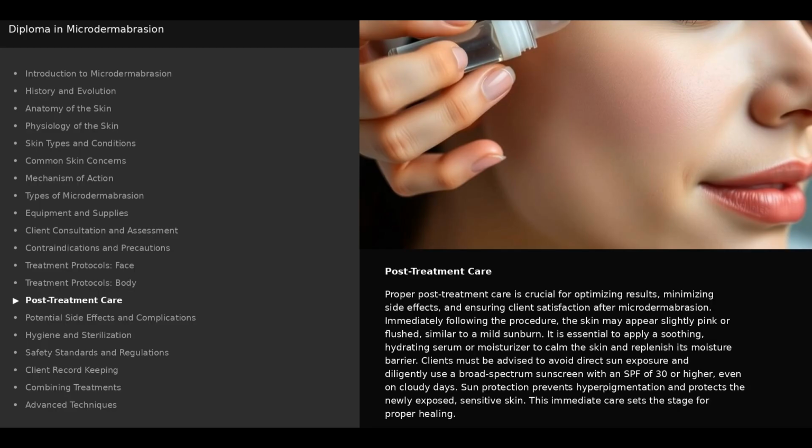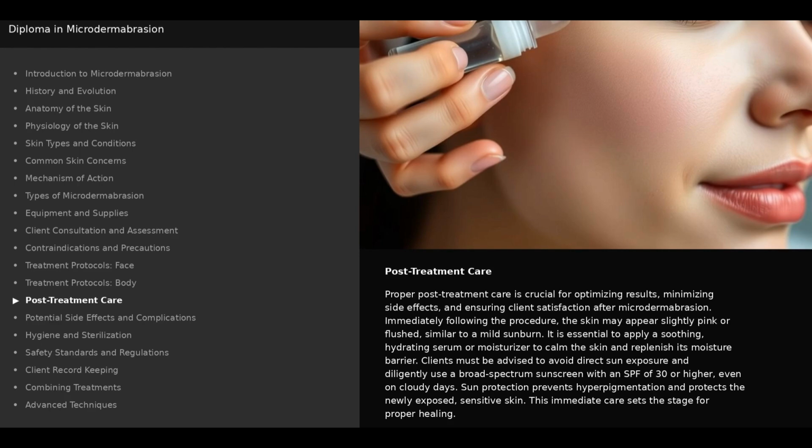Post-treatment care. Proper post-treatment care is crucial for optimizing results, minimizing side effects, and ensuring client satisfaction after microdermabrasion. Immediately following the procedure, the skin may appear slightly pink or flushed, similar to a mild sunburn. It is essential to apply a soothing, hydrating serum or moisturizer to calm the skin and replenish its moisture barrier. Clients must be advised to avoid direct sun exposure and diligently use a broad-spectrum sunscreen with an SPF of 30 or higher, even on cloudy days.